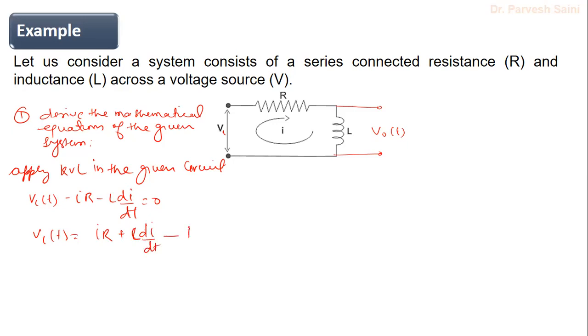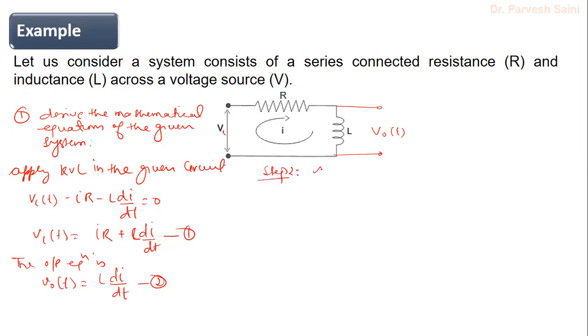This is, for example, equation number 1. Similarly, the output equation of this is V naught T, and this is equal to L di by dt, right? So this is the second equation. Now the second step is step 2.